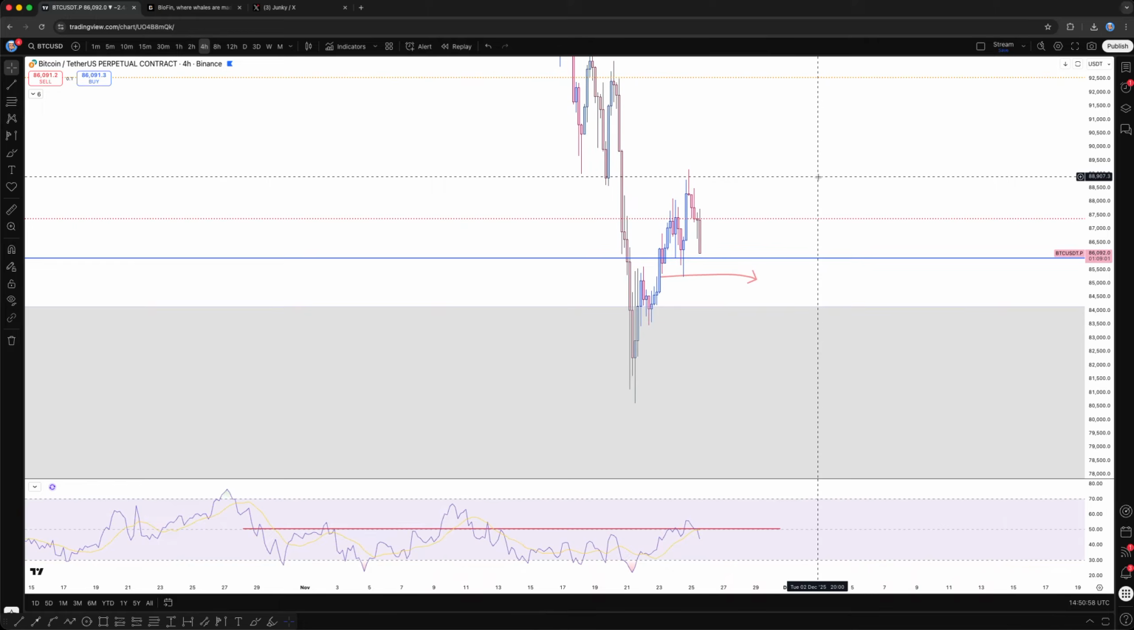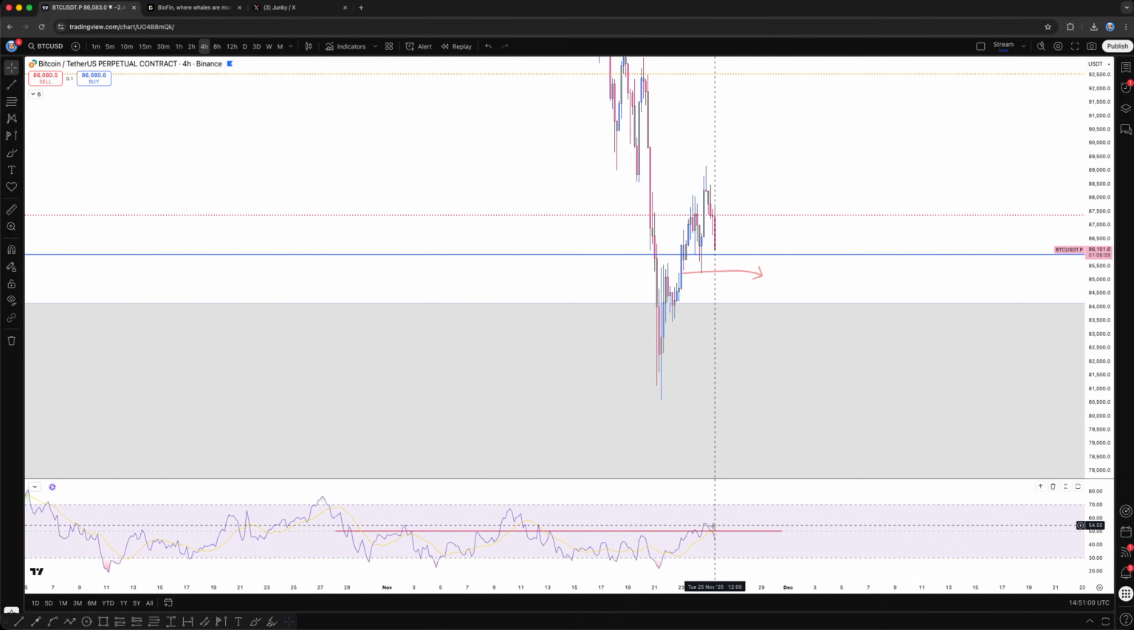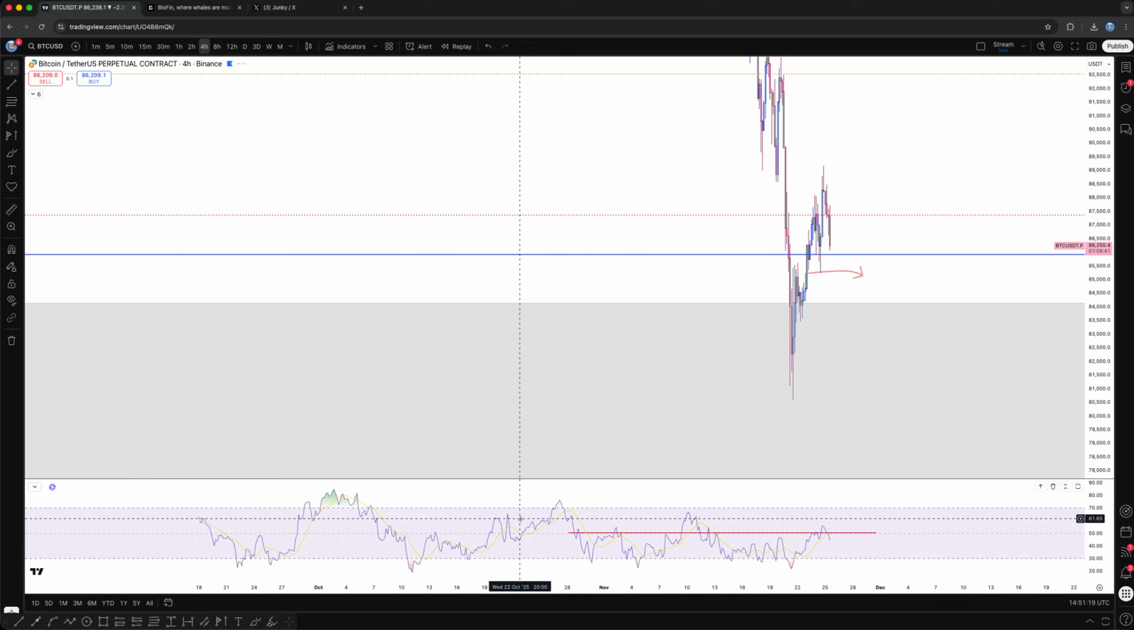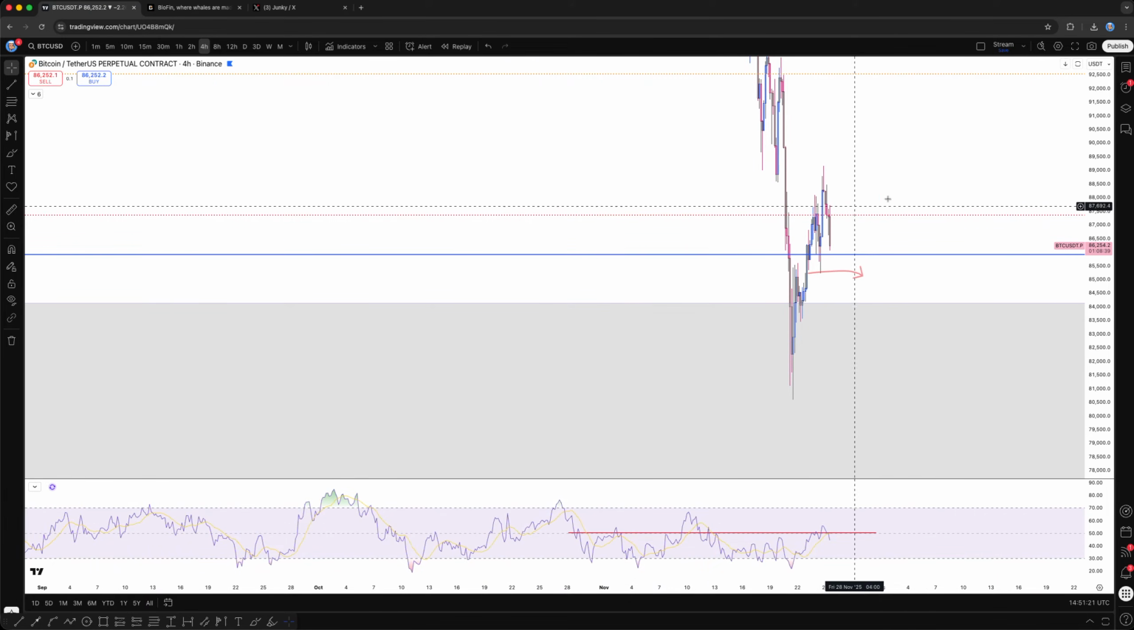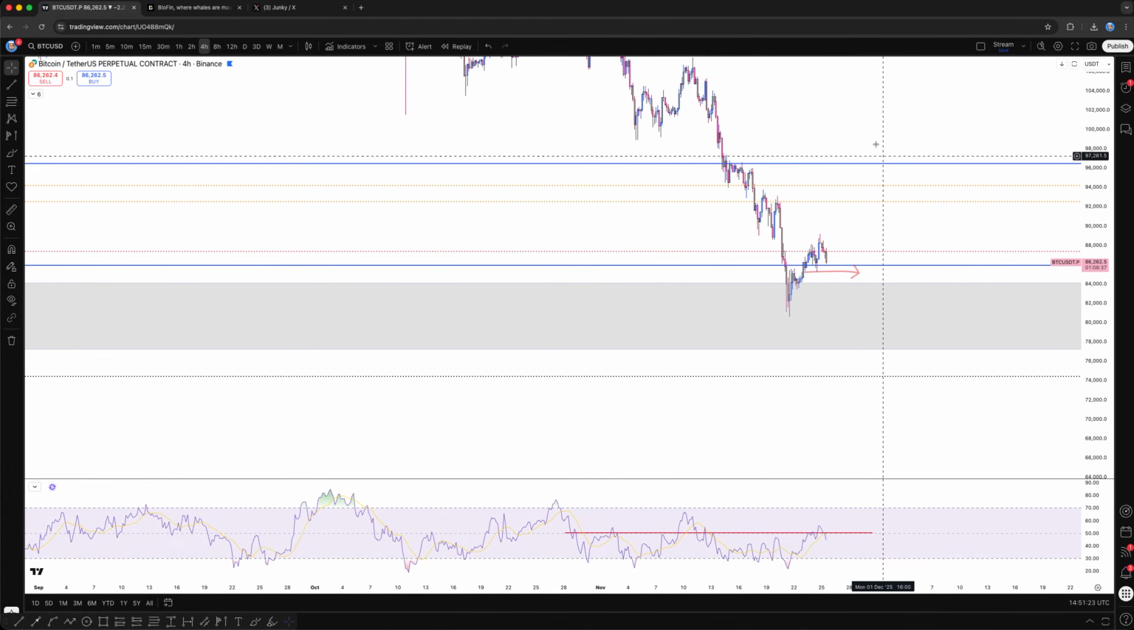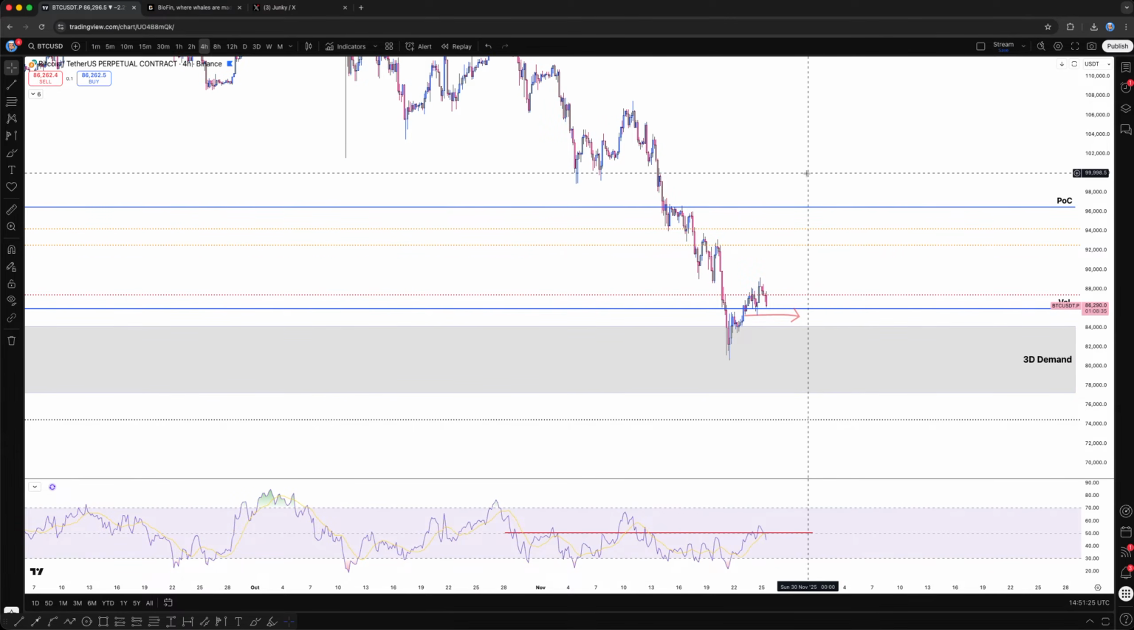Also, if you want a reference point, never to be super precise, to be a little bit flexible, it is more or less the 50 level here on RSI. As you can see, we broke above, but we are breaking down below once again. If you see here, the 50 level on RSI is a pretty interesting level to monitor strength and weakness on any sort of trend.